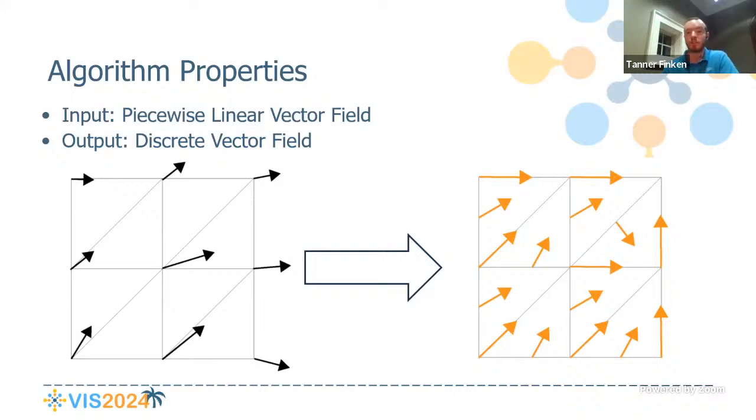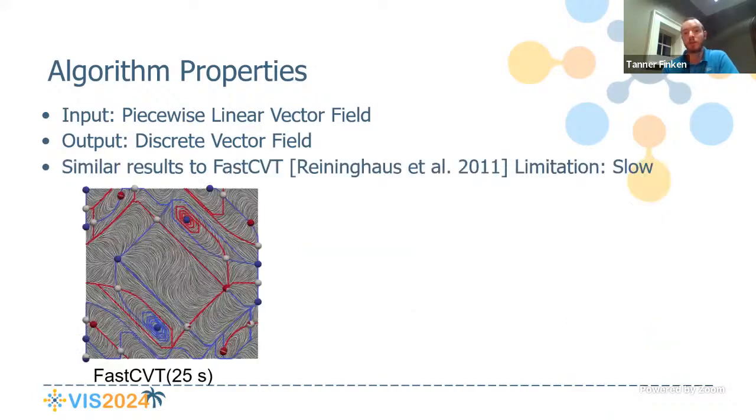The reason we would like to change representation is because the discrete field offers certain advantages, like robustness and simplicity when extracting features and simplifying them. The problem is effectively choosing a discrete field that matches the underlying flow. Previous work in this domain, called FastCVT by Reininghaus et al., generated the field by optimizing the flow geometry of the discrete field. They did this by iteratively computing shortest paths along the entire field for reductions. The main drawback of this approach is that it can be slow on larger datasets.